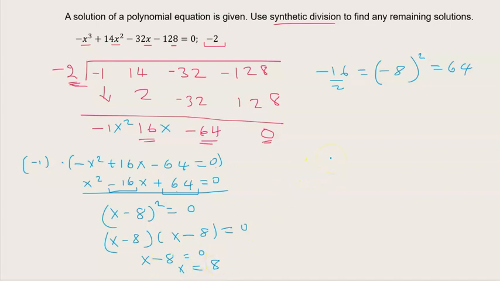But what does it mean? It is 8 repeated twice, because we also have another x minus 8 equals 0 here. If you add 8 to both sides, you get x equals 8. So here we have a solution which has a multiplicity of 2. So the solutions are x equals -2 and 8, but this 8 has a multiplicity of 2.